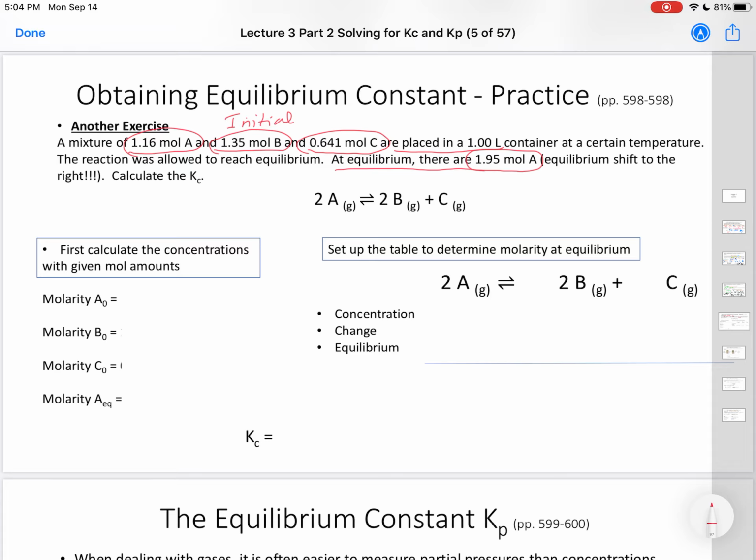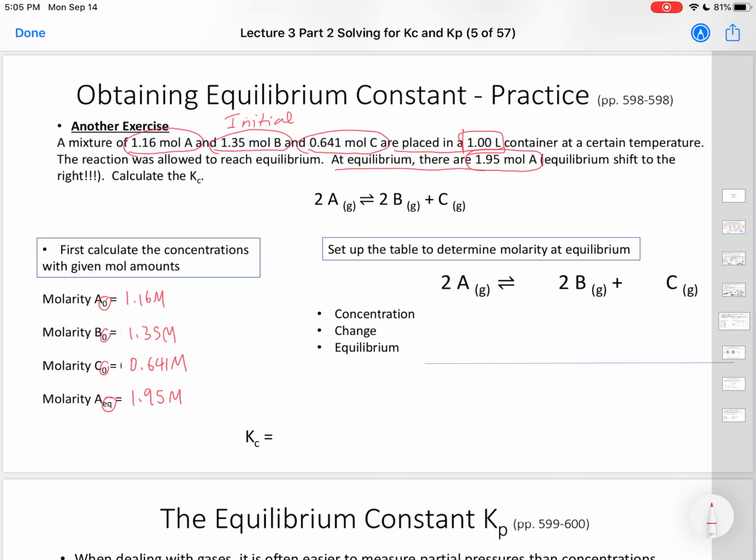So notice here, there is actually more A than we started out with, meaning there's a shift of the equilibrium to the right, okay? So again, it is in a 1 liter flask, so really dividing by 1 gives me the same numbers. So I'm just going to rewrite the numbers as molarity. Molarity of A initially is 1.16 molar. B is 1.35 molar. C is 0.641 molar. And A at equilibrium is 1.95 molar.